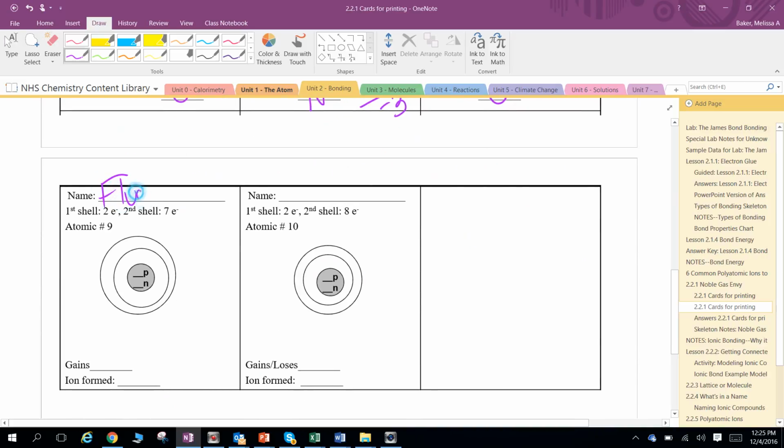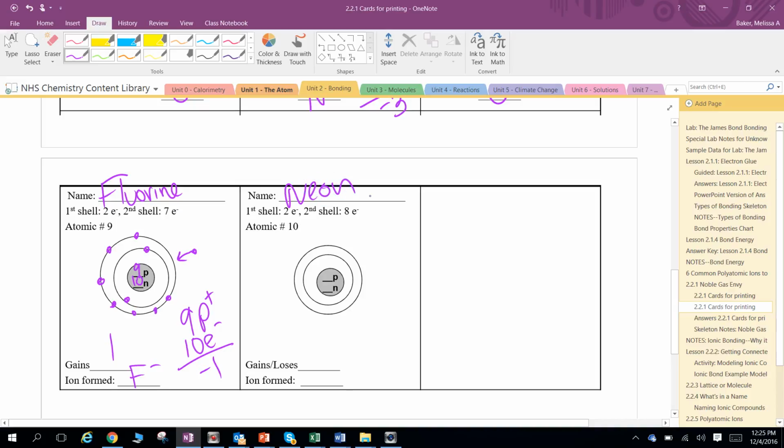Last two, fluorine is number 9. It's got 2 electrons, and then it's got 7 electrons in its outermost shell. It's got 9 protons, 10 neutrons. It's so close to being neon, it just needs to gain 1 more electron. And when it does, it forms a minus charge, so an anion. Again, that's because it has 9 protons and it usually has 9 electrons, but with this extra one that it gains, it forms that -1 charge.